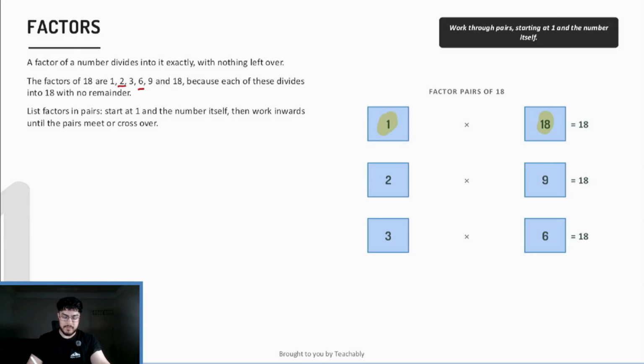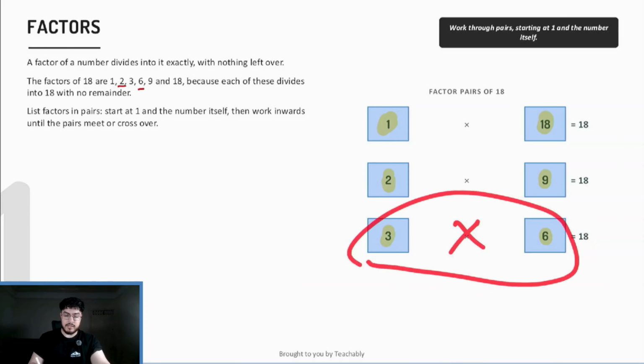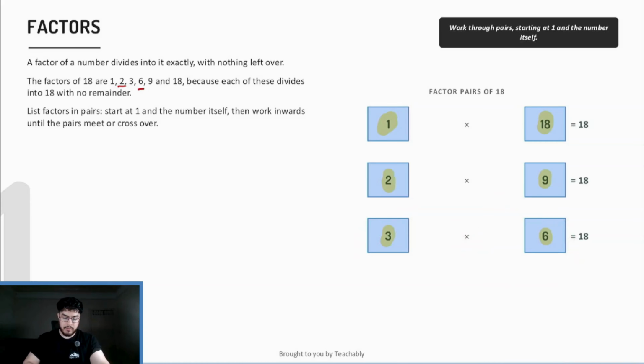Then we try something else. 2 and 9 together, if you multiply them, they give you 18. So now we know that 2 and 9 are factors of 18. And then we try 3, and we know that if we take 3 and multiply it by 6, we also get 18. And so we now know that 1, 2, 3, 6, 9, and 18 are all factors of 18.